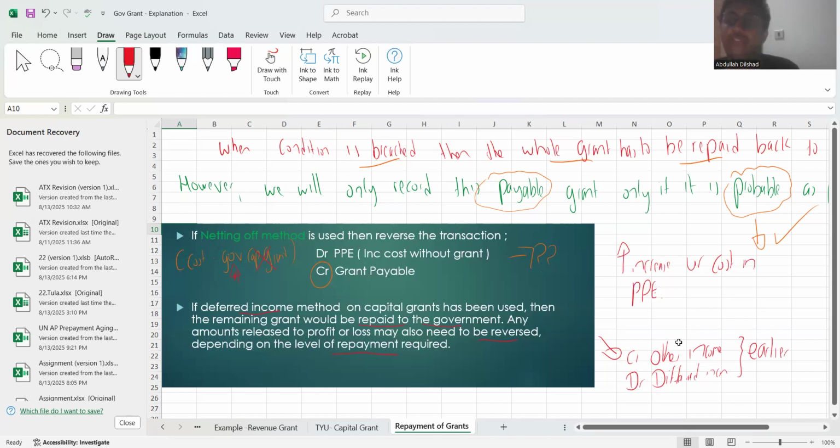That is it in terms of repayment of grants, and that is it in terms of this particular standard. If you have any questions, let me know. We could have a discussion on that. And don't worry, I'll be uploading another recording which includes some questions from your past papers. Thanks for joining in.